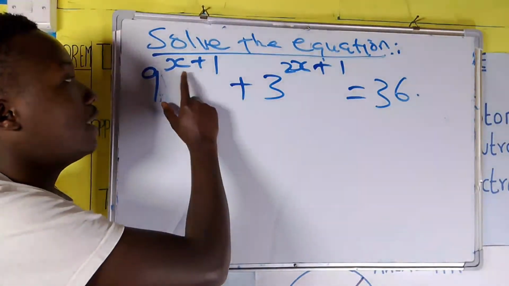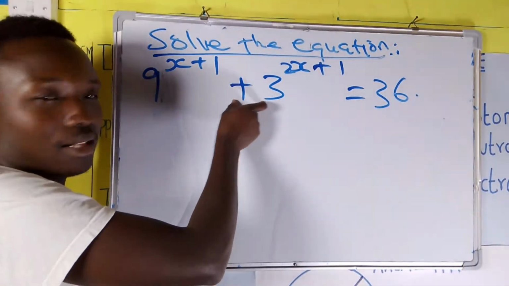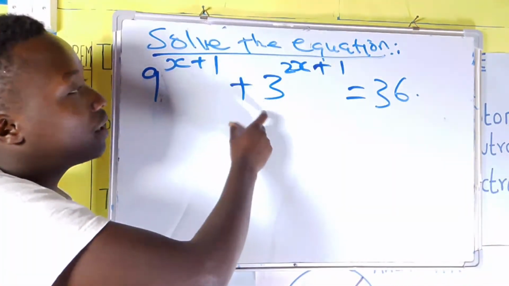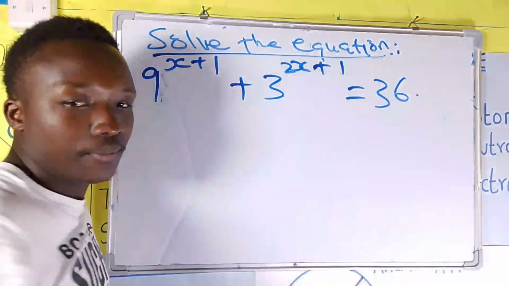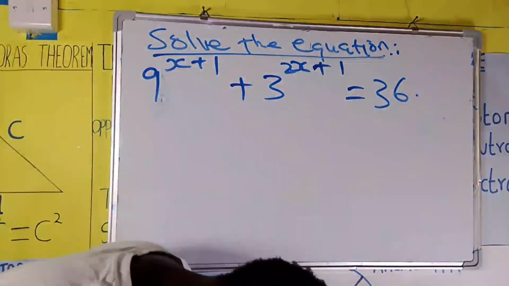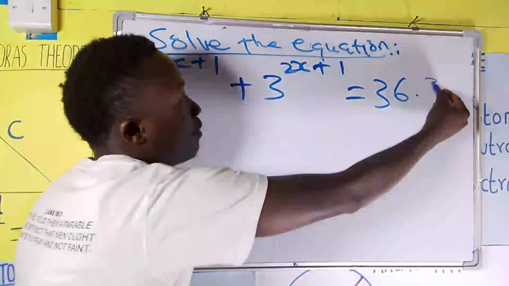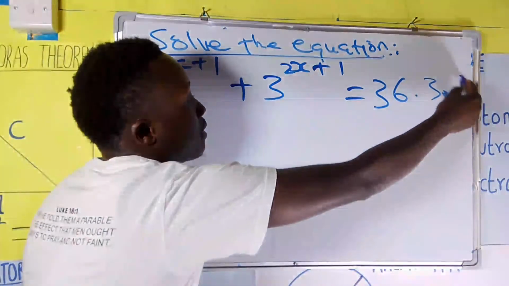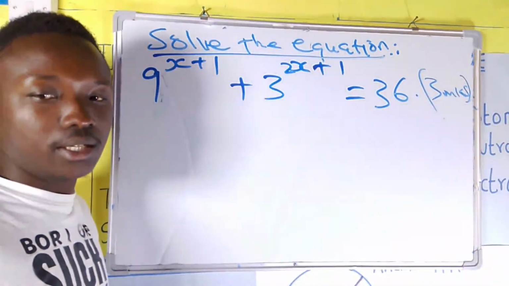9 to power 2x minus 1, sorry, 9 to power 2x plus 1, plus, this is plus, hapa hakuna multiplication, plus 3 to power 2x plus 1 is equals to 36. So uulizwe swali kama hilo, and that question, wacha niandike marks zake. That question has 3 marks. So my question is, how do we navigate through such a question?